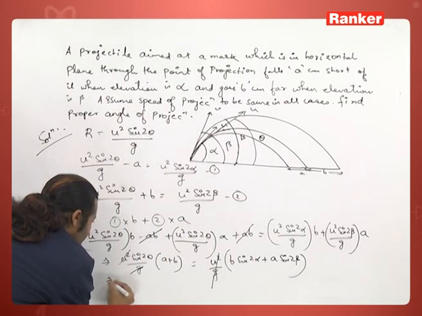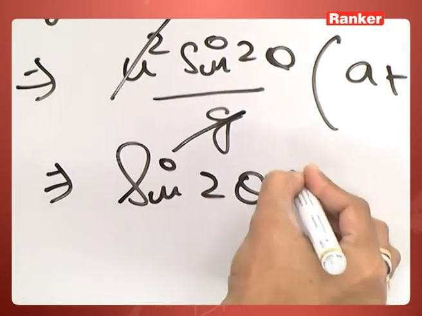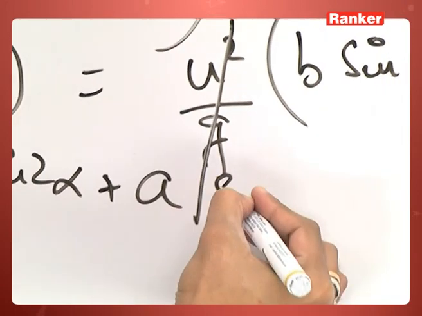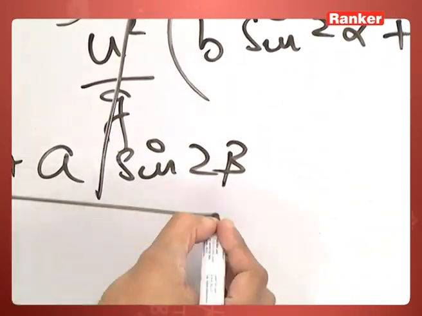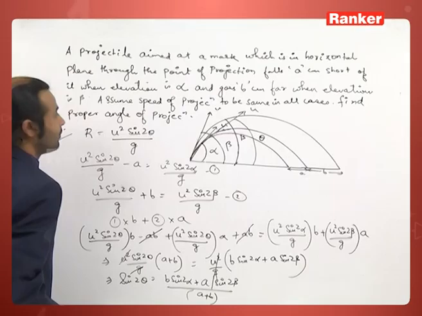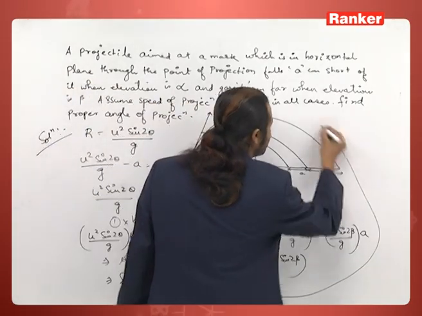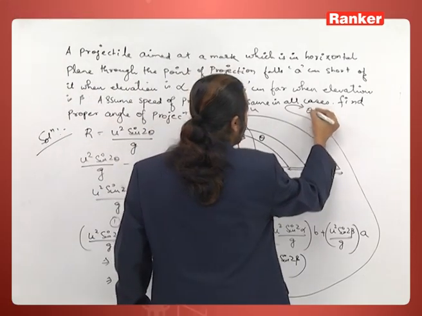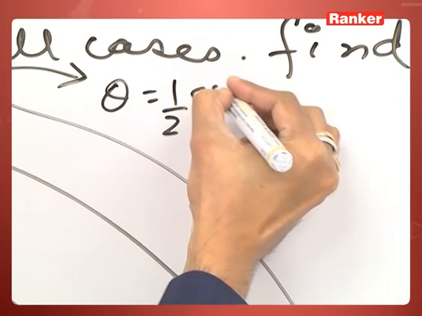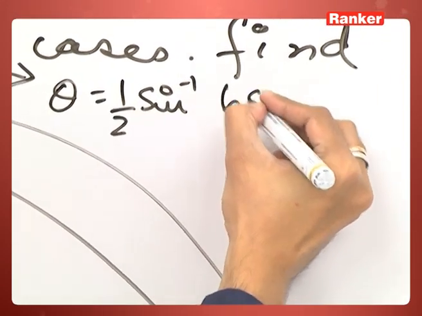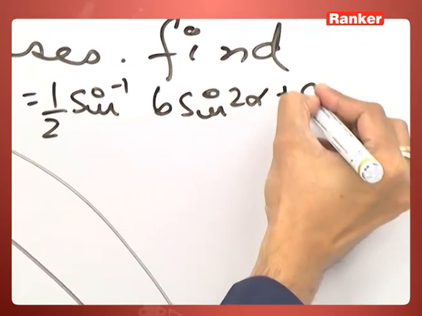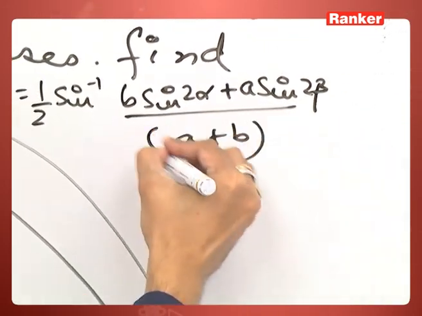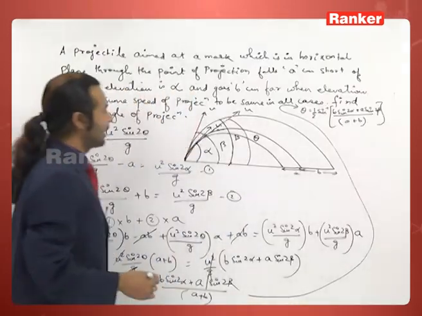So here I can write sine 2 theta is b sine 2 alpha plus a sine 2 beta divided by a plus b. Now again I take sine inverse here. So from this 2 theta, I can write theta is half of sine inverse of b sine 2 alpha plus a sine 2 beta divided by a plus b. This is the correct angle of elevation.